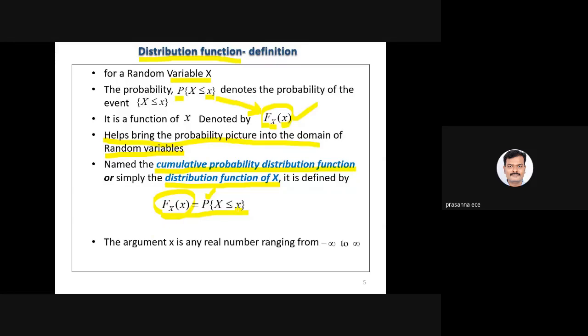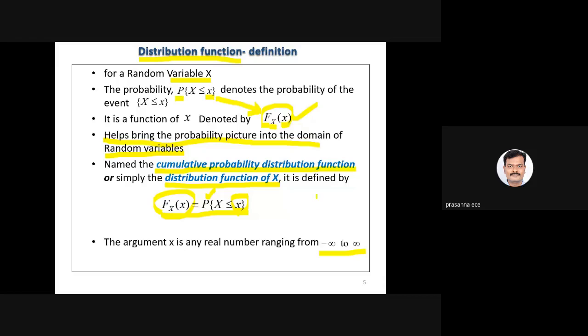Again, this x can take any value from minus infinity to plus infinity, since x is real, a number taken from the real number line. So what we have done is we initially considered the probability of individual points on the number line, and then we extended that to a function, F_X(x), and named that function the distribution function of X.